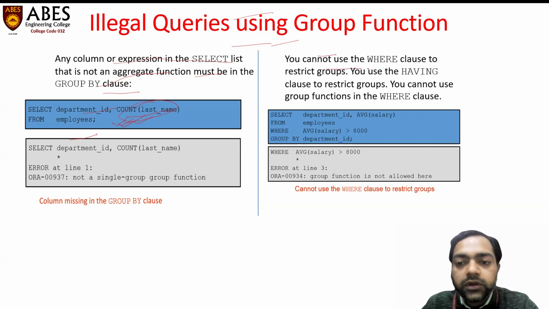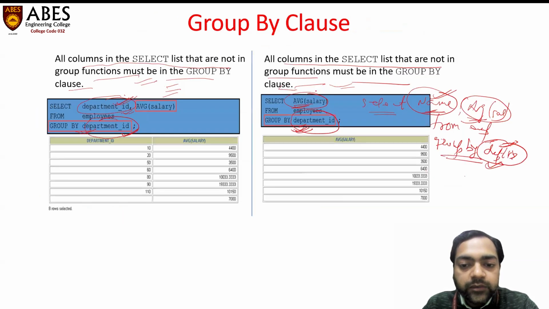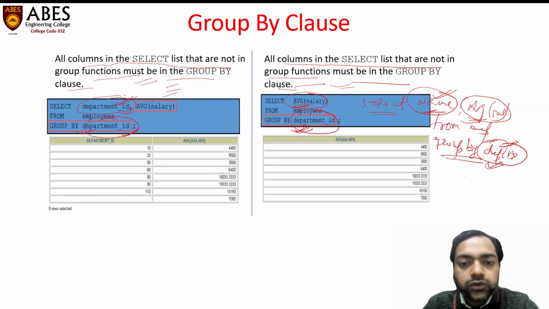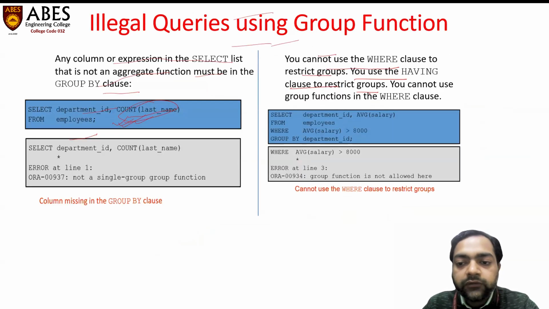Now next we have, you cannot use the where clause to restrict groups, right? You need to have the having clause to restrict groups. Now what will be the case here? Let us take an example. For example, identify the average salary in the employee table for each department where average salary is greater than 10,000, right? So here we need to perform some condition based on the grouping. So here we cannot use the where clause. Here we need the having clause that can be used to restrict the groups, right?